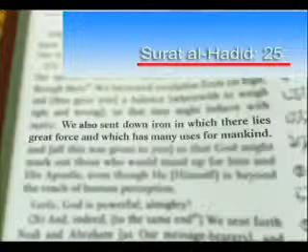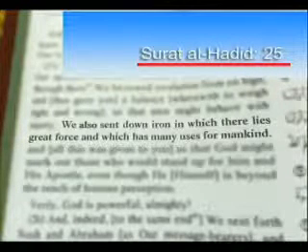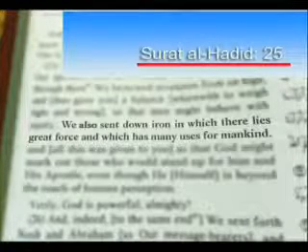Iron is one of the elements highlighted in the Quran. In Surat al-Hadid, meaning iron, we are informed, "We also sent down iron, in which there lies great force, and which has many uses for mankind." The word anzalna, translated as "we sent down," and used for iron in the verse, could be thought of having a metaphorical meaning to explain that iron has been given to benefit people.